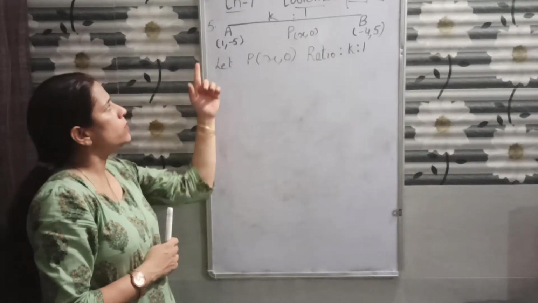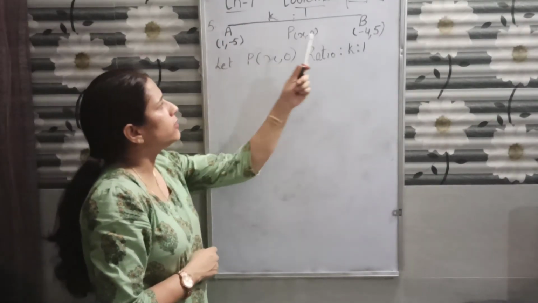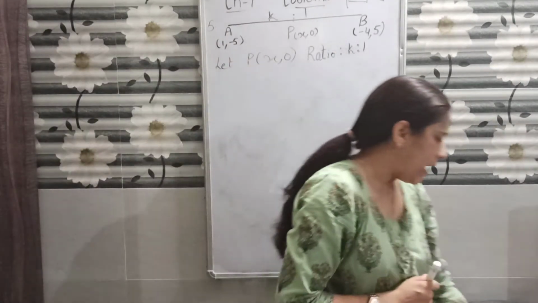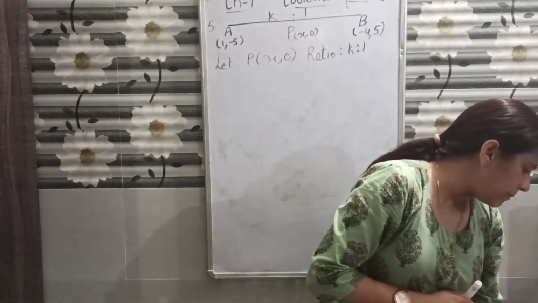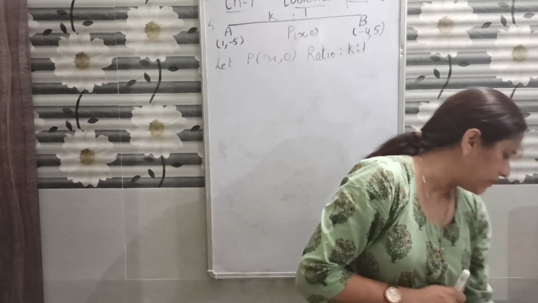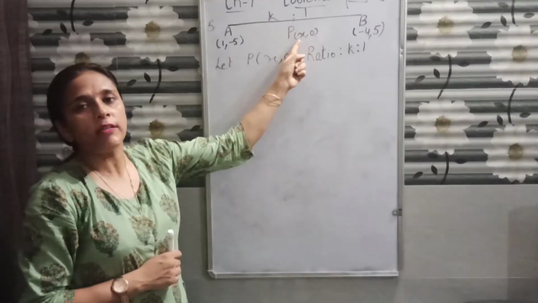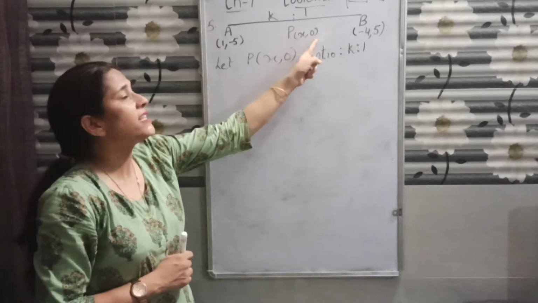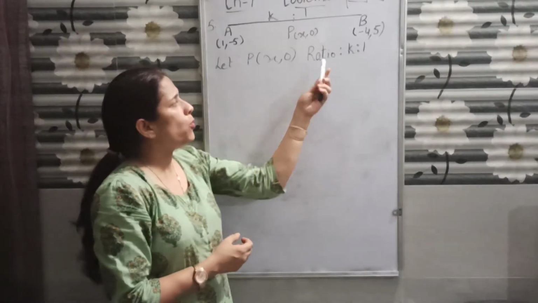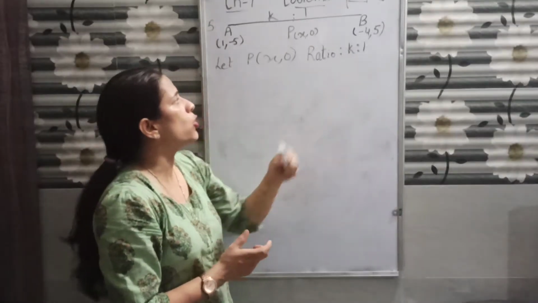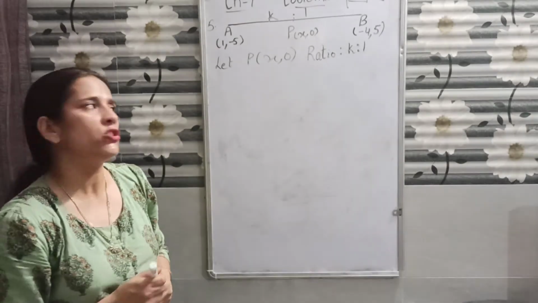Now we are going to start question number 5. In question number 5, you are given two points A and B, and you have to find the ratio in which the line segment joining A and B is divided by the x-axis. So we have supposed that point P is (x0, 0), and we have to find the ratio also. So we have supposed that the ratio is k:1. Now here we will apply the section formula.